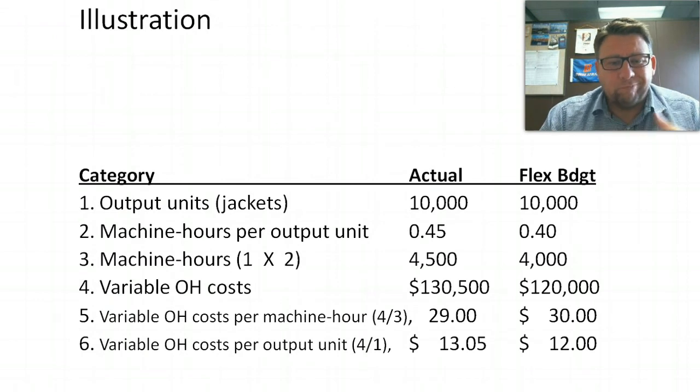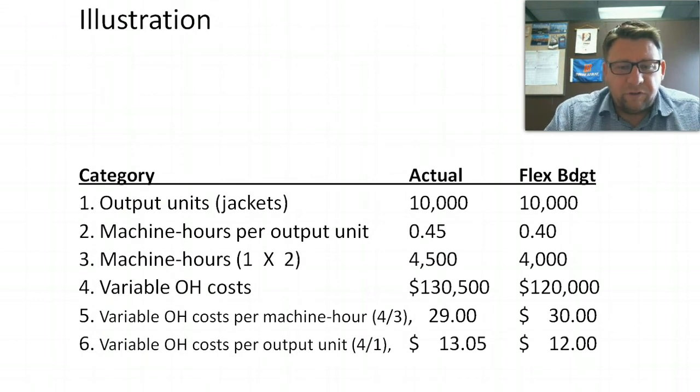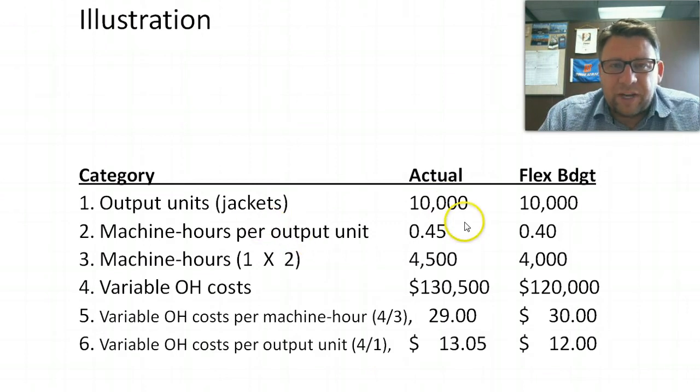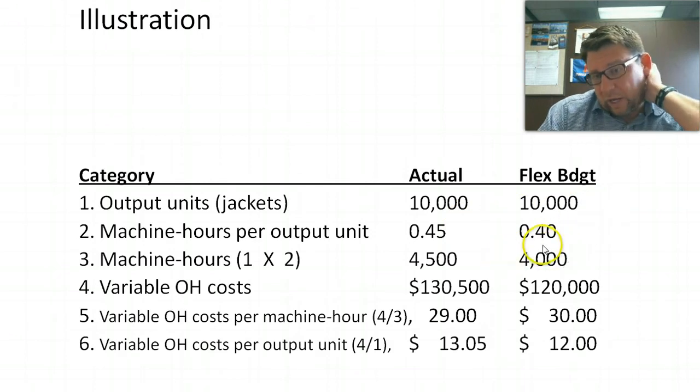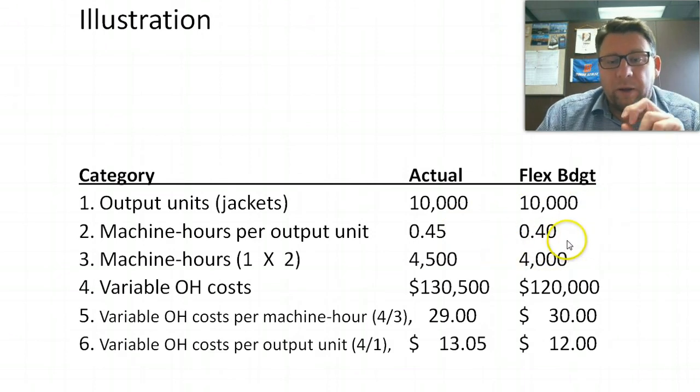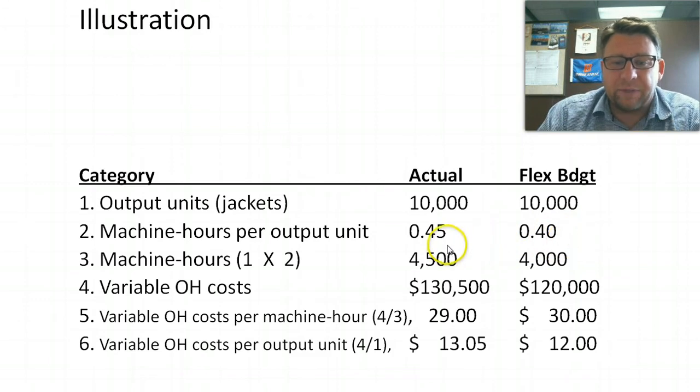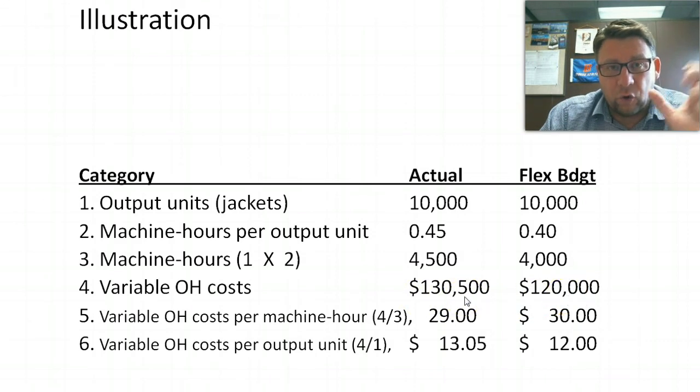Okay, so back to our example that we've been using. We actually produced 10,000 jackets, and so our flexible budget would also be built on 10,000 jackets. Our budget was for 0.4 machine hour per jacket, but it was actually 0.45. So we multiply that, and we know that we used 4,500 machine hours instead of 4,000. We know our variable overhead cost, actual and flexible budget, which we've already defined in a previous podcast as our total variable overhead variance.